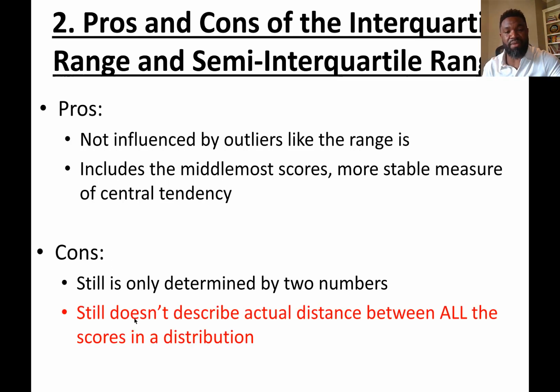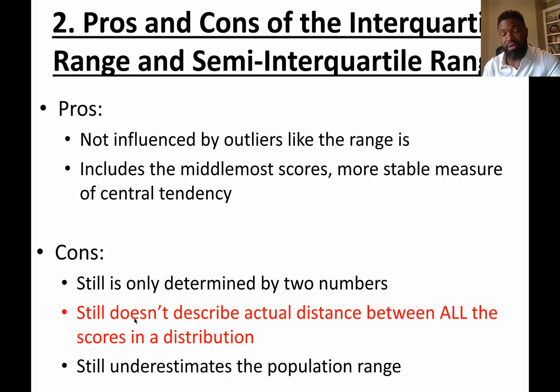So that's good. But the con about it is it's still only determined by 2 numbers. And it still doesn't describe the actual distance between all the scores in a distribution. And that's what we really want to do, right? We don't care about just how far apart two numbers are. I butchered that, but you guys know what I meant. We care about how far apart all the numbers are from one another. And that's what we need to actually come up with a better measure for.